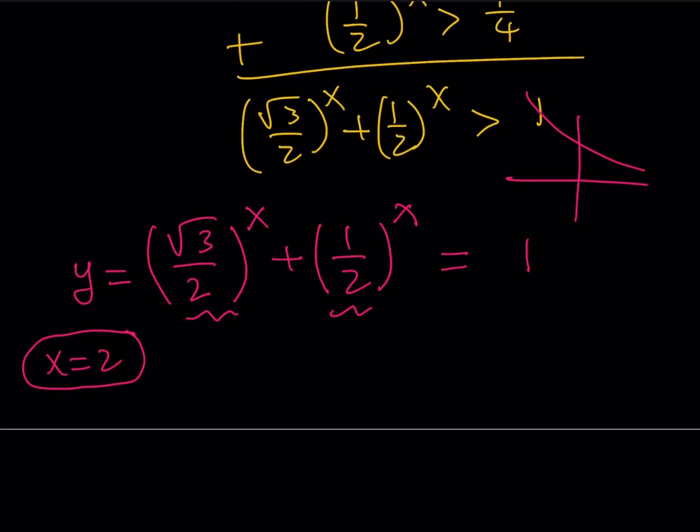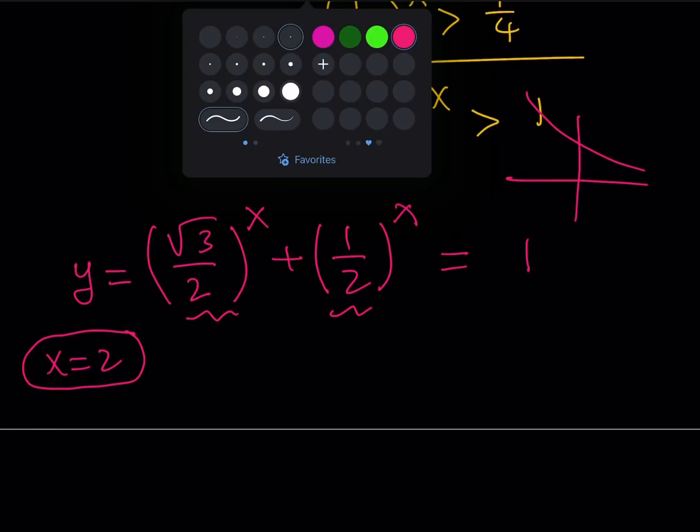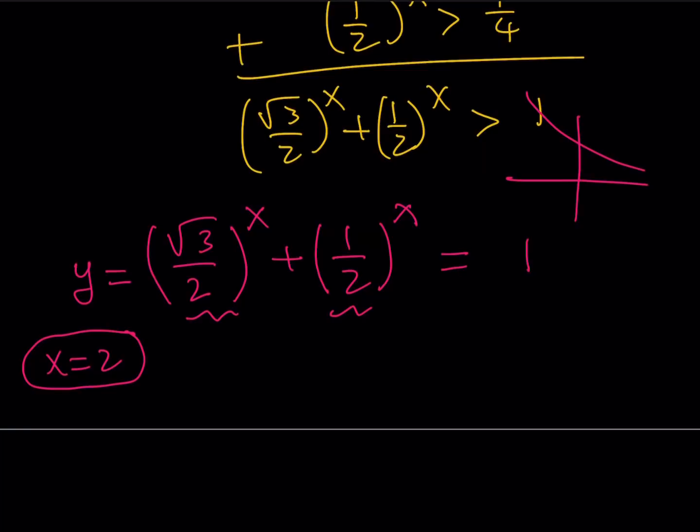What is that supposed to mean? Well, y equals 1 is another function that is a horizontal line. Therefore, they are going to intersect at one point only, because this is a horizontal line and this is a decreasing function, whatever that looks like. Doesn't matter. They're going to have only one intersection point, and that's going to be at x equals 2. So that's the only solution, and this brings us to the end of this video.